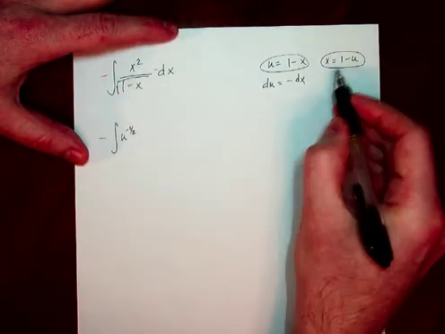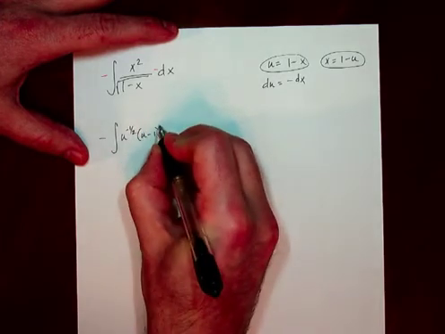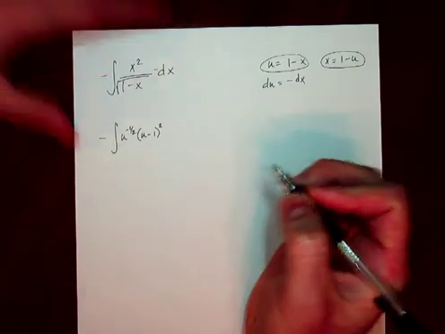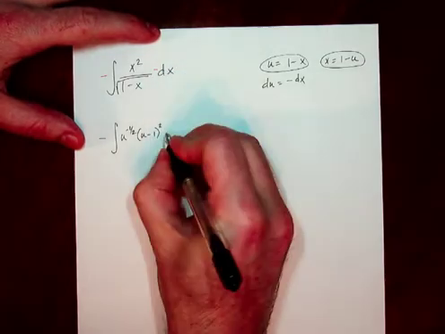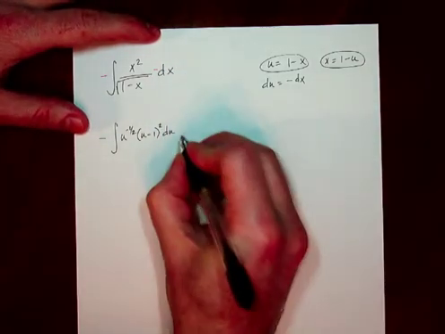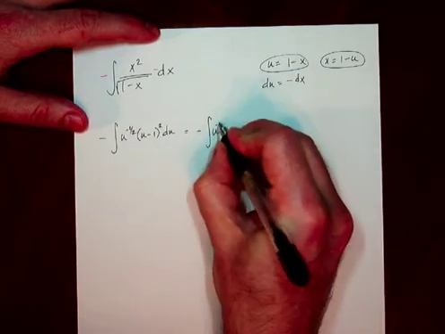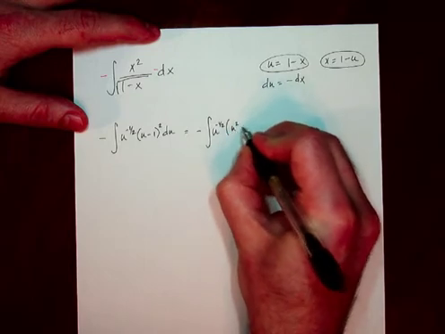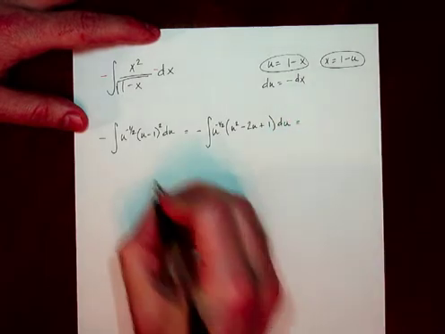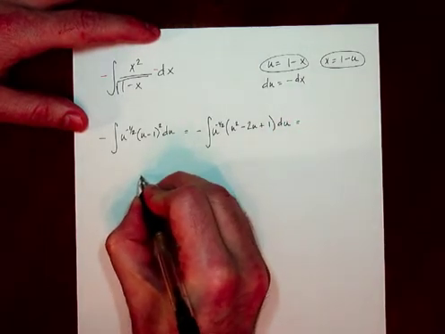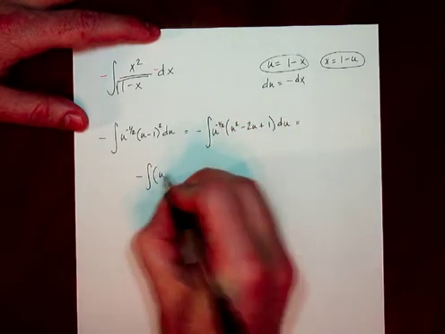x squared, and x is 1 minus u. Remember that 1 minus u and u minus 1 are the same thing when they're raised to an even power. So I'm just going to call it u minus 1 squared. And then my negative dx becomes my du. Now, this is still a little bit complicated, but you should be able to see that this is quickly becoming more manageable.